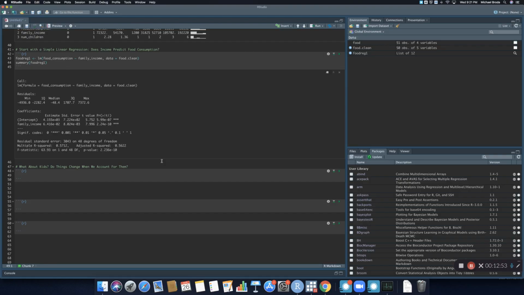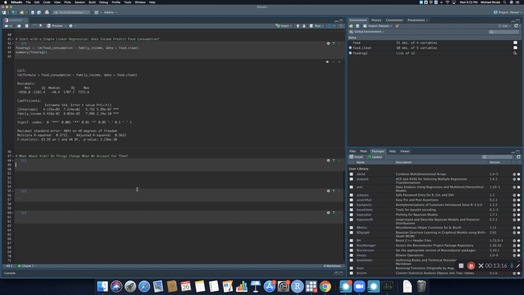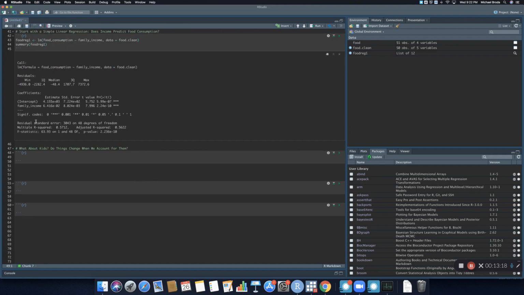I can think about my nephews. They go gangbusters through a bag of chips or something else, right? They're voracious eaters. And so we haven't accounted for this in our model. We haven't seen if having kids in the family changes the outcome. But we have data on that. We know how many children are in the household. So let's run another model here.